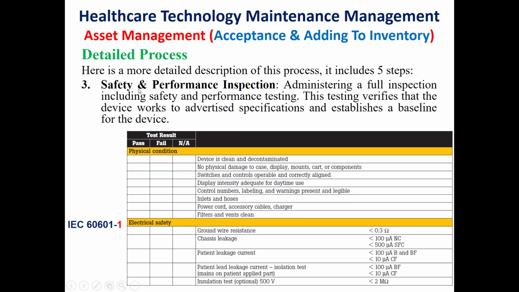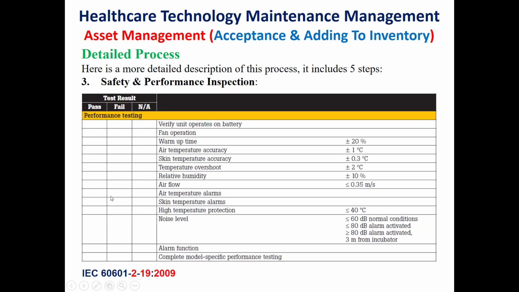So the safety and performance inspection should include electrical safety testing according to the required standard. Here also the performance testing for an infant incubator according to the IEC 60601-2-19. So the third step in the acceptance testing and adding to the inventory will be safety and performance inspection.